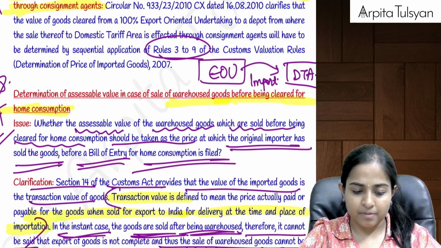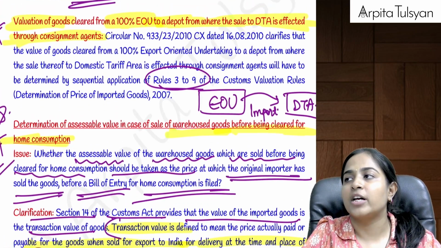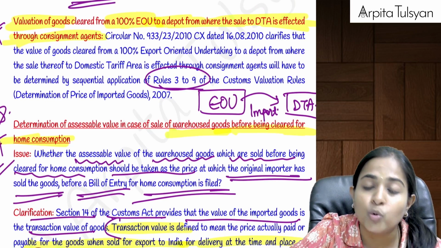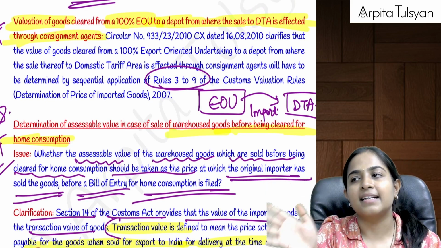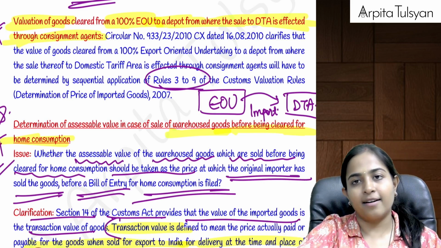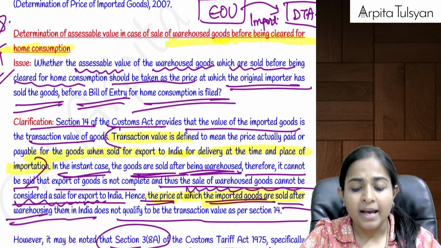for the purpose of customs. Right, then next one they are telling that suppose if there are any goods which are cleared from 100% EOU to DTA, then in that case that will be considered as import. Okay, and if that is considered as import, then your import duty rules, valuation of import rules will become applicable.